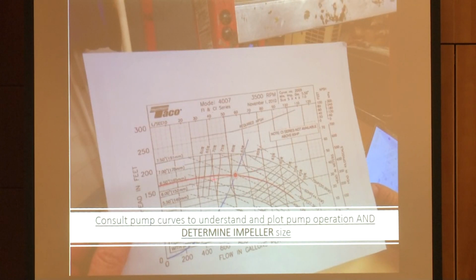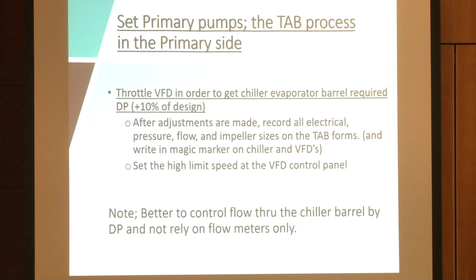We check it as far as the pump curve, make sure we have the right impeller, and then we're good. Then we throttle the VFD, or sometimes we use a triple duty valve. We end up throttling that in order to make sure we get the right chiller evaporator barrel pressure DP within 10% of the design, and make sure that's all set up.